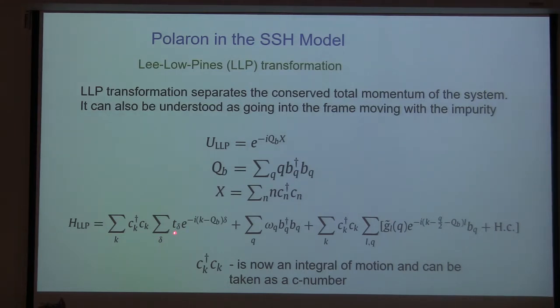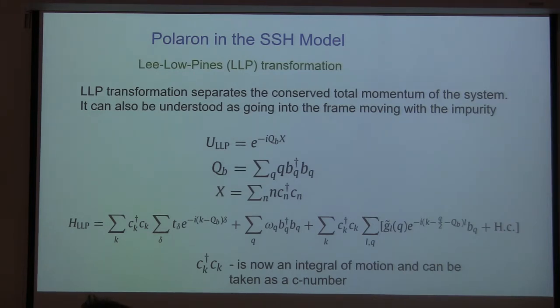In particular, it's a somewhat complicated interaction. In the exponent, it has this operator of the total momentum of the bosons, so it's like a cosine of something which is quadratic in bosonic operators. That's something that you also saw in Fabian's lecture.